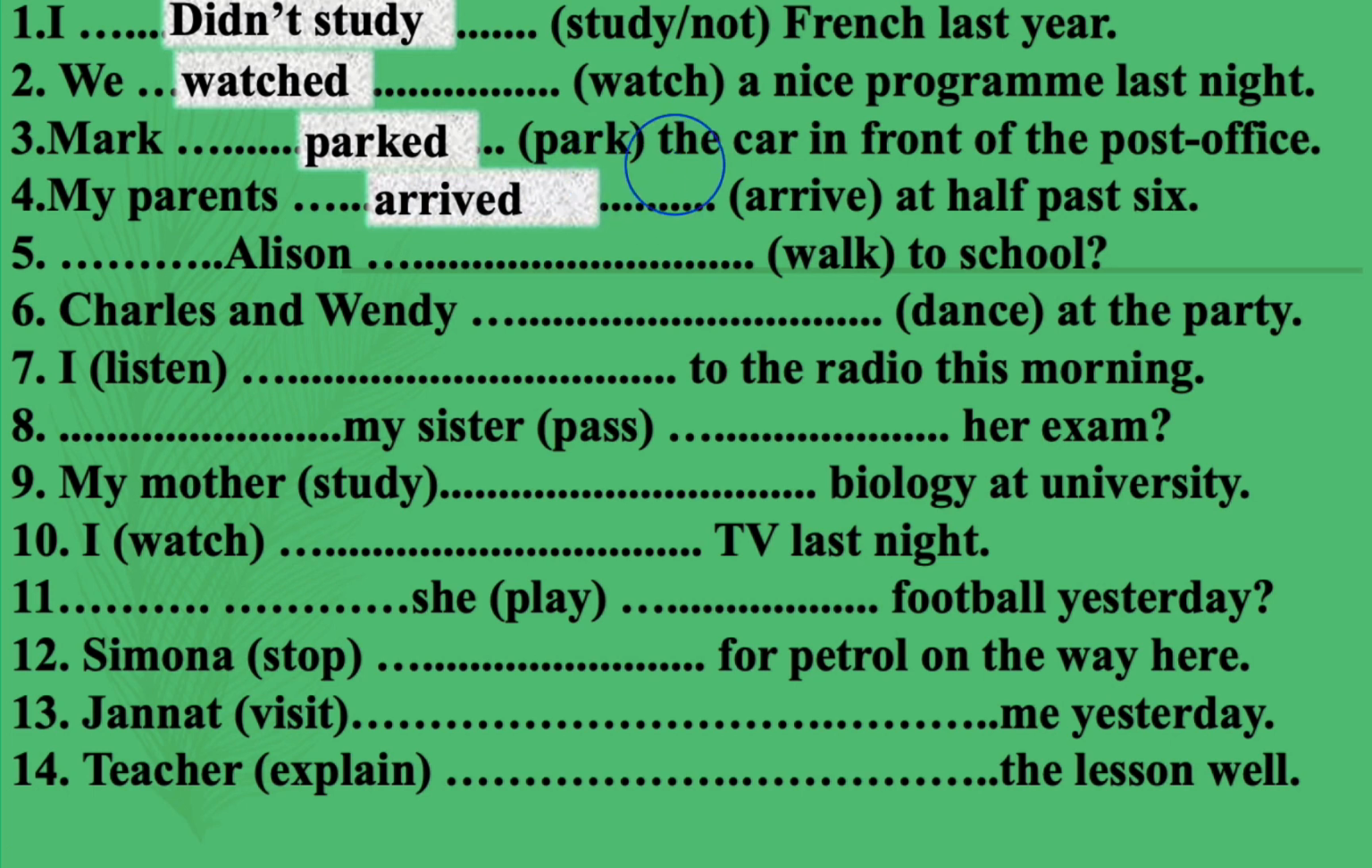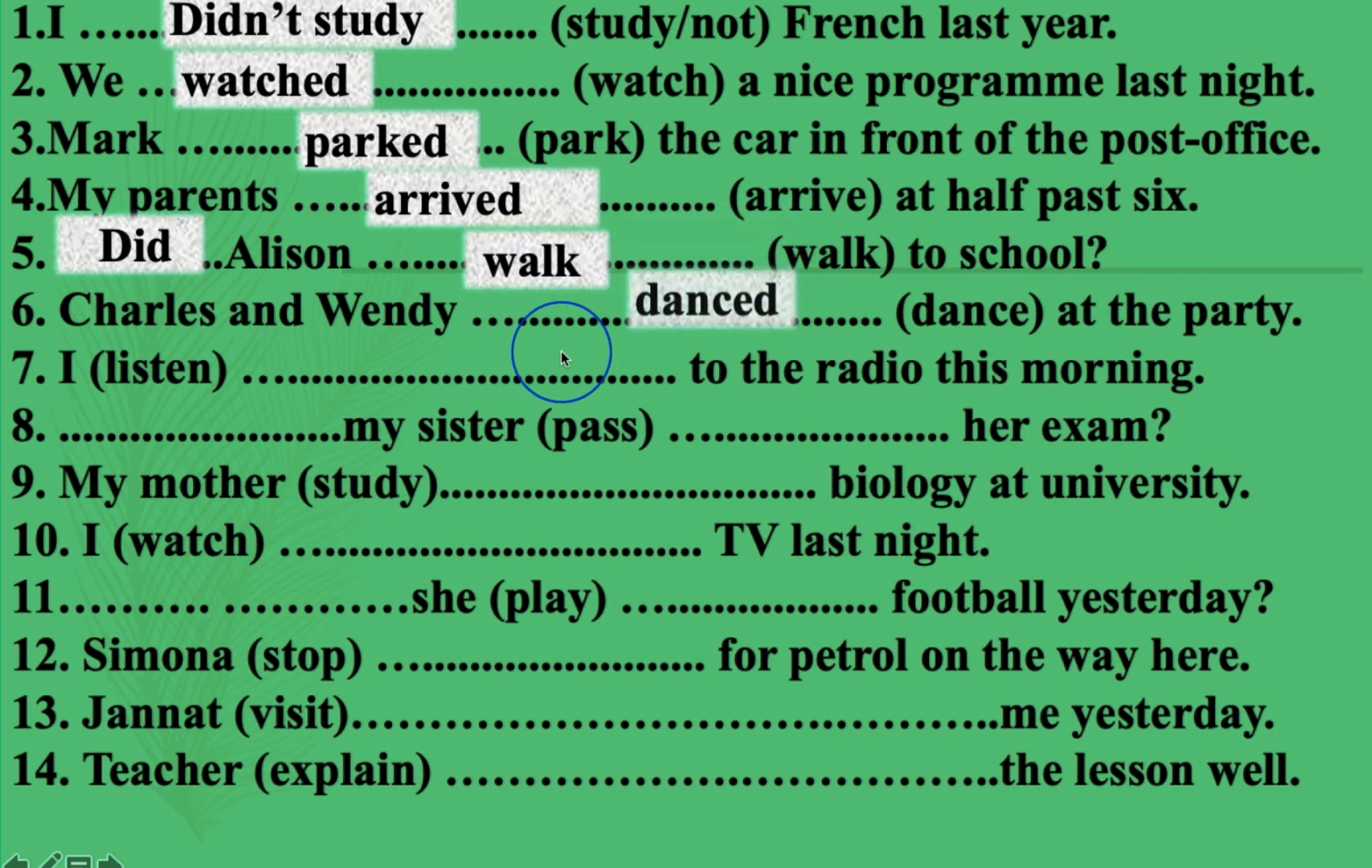5, Alison walked to school. So it is did Alison walk to school? So because here we have interrogative form. Charles and Wendy danced at the party. Okay, affirmative form. 7, I listened to the radio this morning. So because we have affirmative.